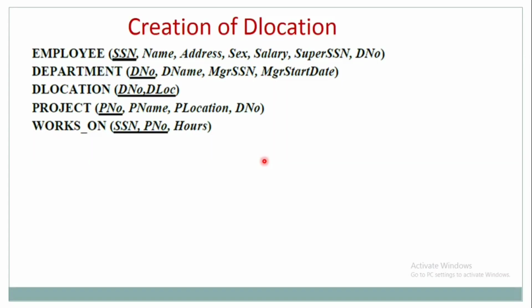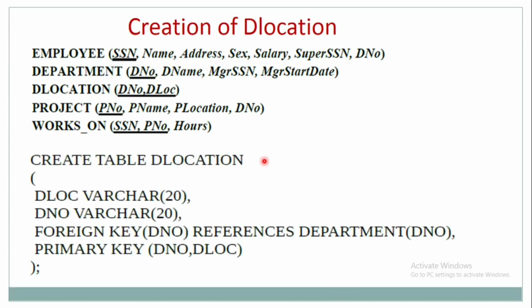Next we'll create department location. Create table department location. Here we just created D location and department number, and department number is a foreign key. As you can see here, this department number is a foreign key that refers the D number from department table. So foreign key department number references D number of department table. And here the primary key is a combination of both department number and department location.